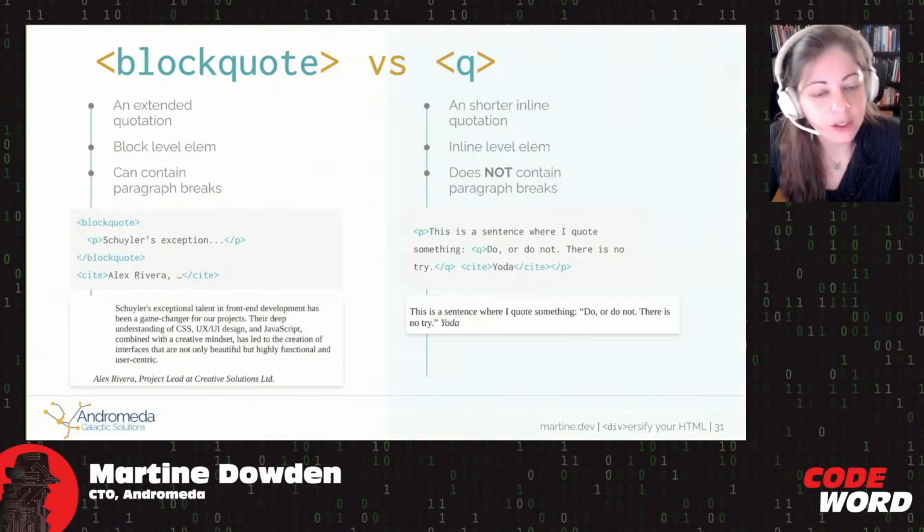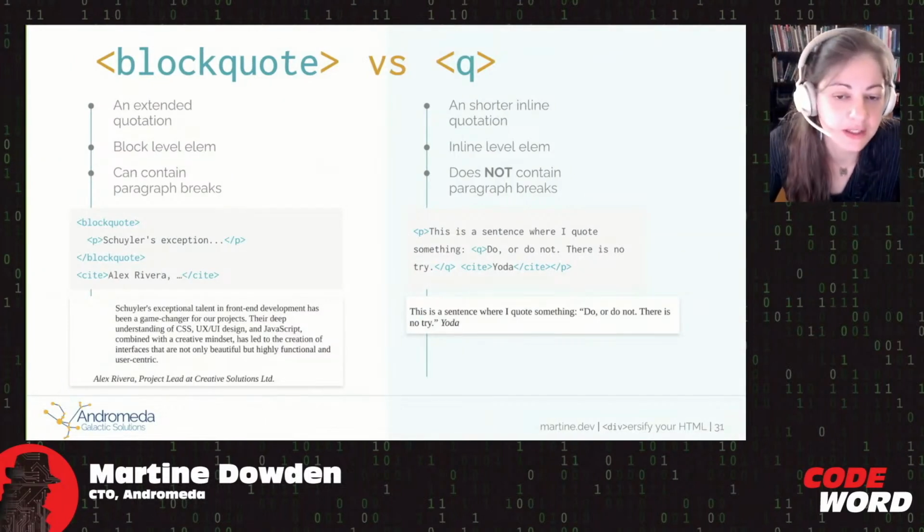Block quote versus q. Q is if you want it to be inline. Basically, they have very similar purposes and they work in very similar ways. They do have a handful of differences in that your block quote, you can actually put paragraphs in it. It can contain other elements. You could put a list in it. You can put a paragraph in it. It can contain other elements and it is a block level element.